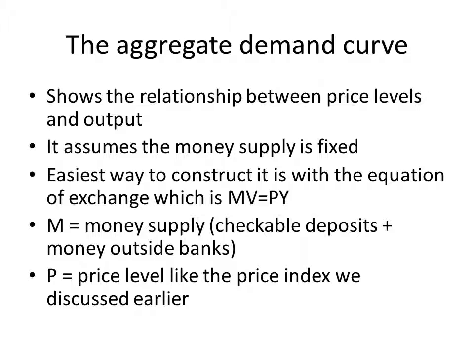First of all, that M stands for money supply. Now, money supply we'll define as checking deposits and money outside of banks. We haven't discussed money supply at all, but we will a little bit later when we talk about the Federal Reserve. But obviously it's important. P is the price level, like the price indices we discussed earlier. We talked about the GDP deflator, we talked about the consumer price index. That's what we mean by a price index. So we're not talking about a single price, but a real index of prices to look at the economy.